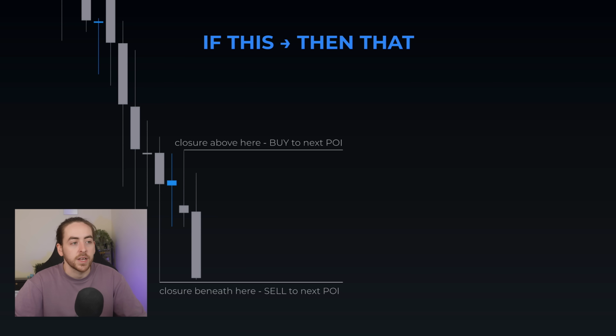So if this high breaks, then we buy. If this low breaks, then we sell. This is a very simplified version, but we're going to go deep into it in this class.